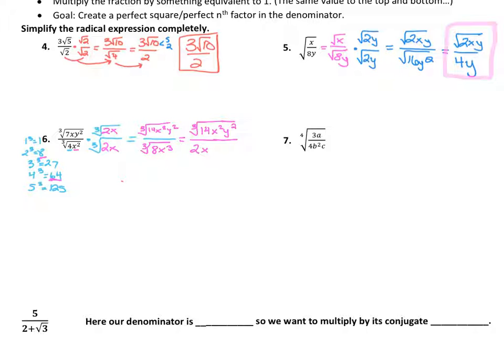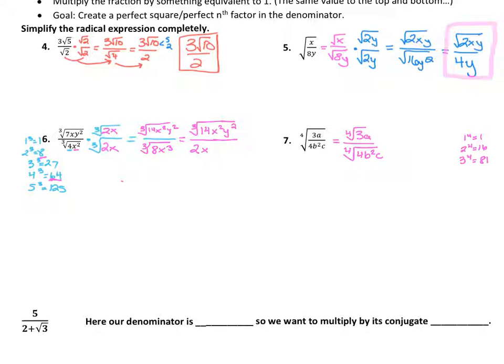All right, this last one's going to be similar to number 6, but now I have a fourth root, so now I got to think about perfect fourth powers. So 1 to the fourth power is 1. 2 to the fourth power is 16. 3 to the fourth power is 81. I'm going to leave it at that. So I'm going to first start off by splitting this into the fourth root of 3a over the fourth root of 4b squared c.